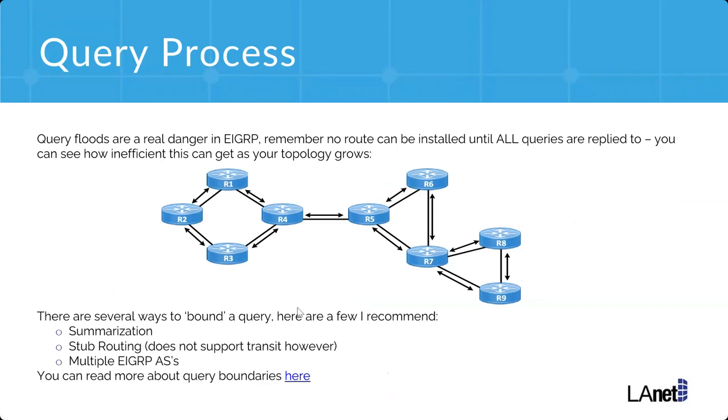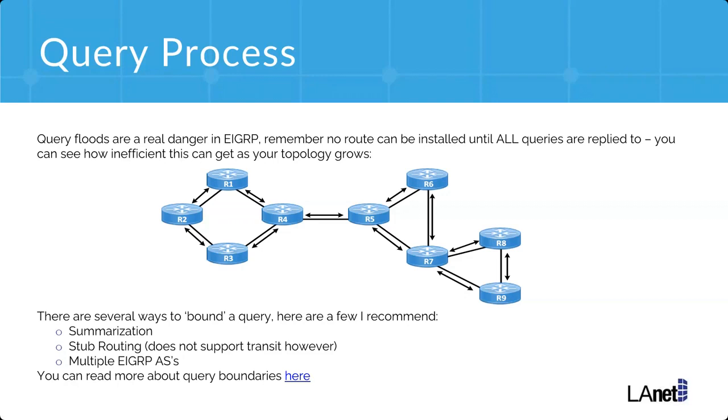But to let you know, if you do turn on summarization, basically when you send the query, the router says, okay, I'm summarizing these networks. Is that thing you're querying for in my summarized range? No. Okay, just respond back. Yep, I don't have it, right? Stub routing is a little bit different.